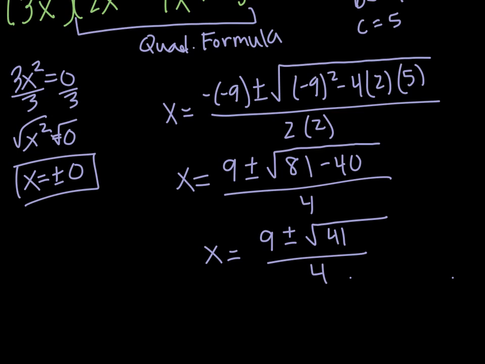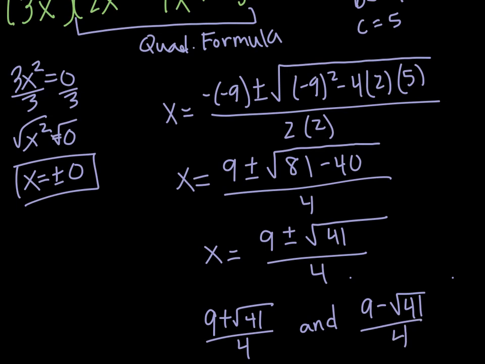So that would be your next step to see if you can break down what's underneath that square root. And it's not negative, so I don't have to bring out an i. So my other two solutions are going to be 9 plus the square root of 41 over 4, and 9 minus the square root of 41 over 4.